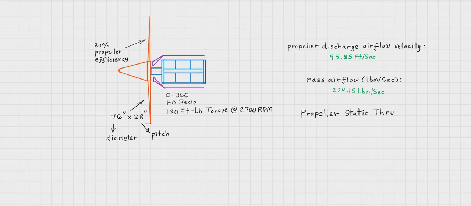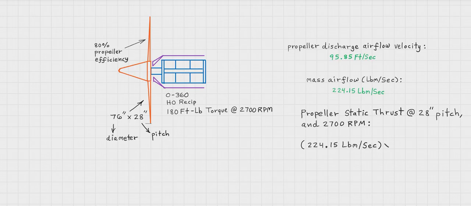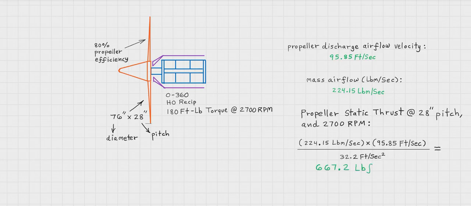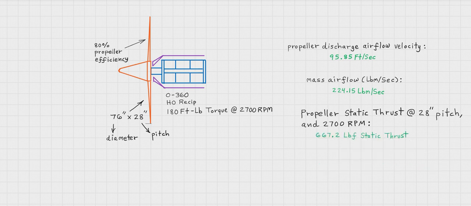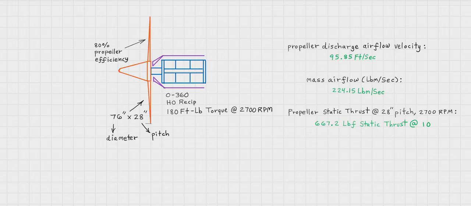We have an 80% propeller efficiency, an average industry standard. So the propeller static thrust at 28 inches pitch and 2700 RPM is then calculated at 667.2 pounds static thrust, but that's at 100% propeller efficiency.